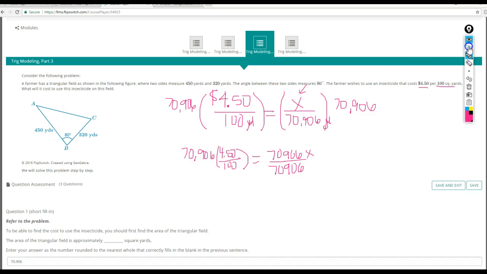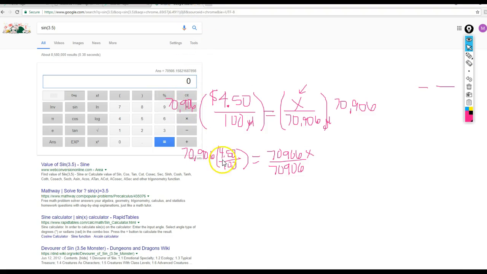So now we need to simplify or reduce all of our numbers. So I'm going to use the calculator. Since this side has no variable, no letter, no x that I'm solving for, I can type it into my calculator. So I have 70,906 times, parentheses, 4.50 divided by 100. So that is 3,190.77, which is equal to 70,906 divided by 70,906, a form of 1, so 1x.